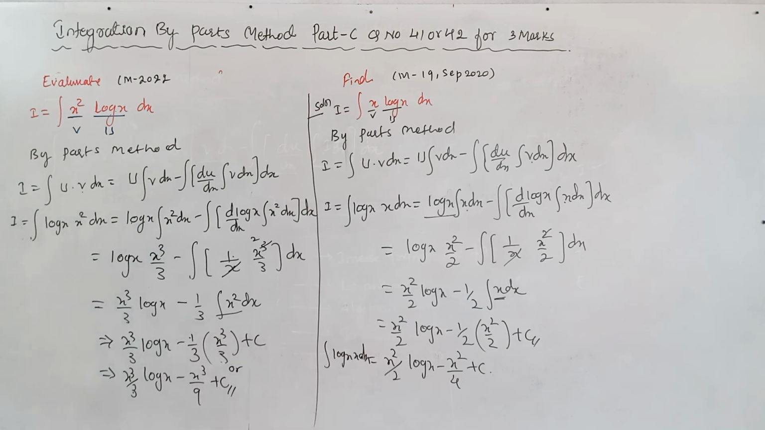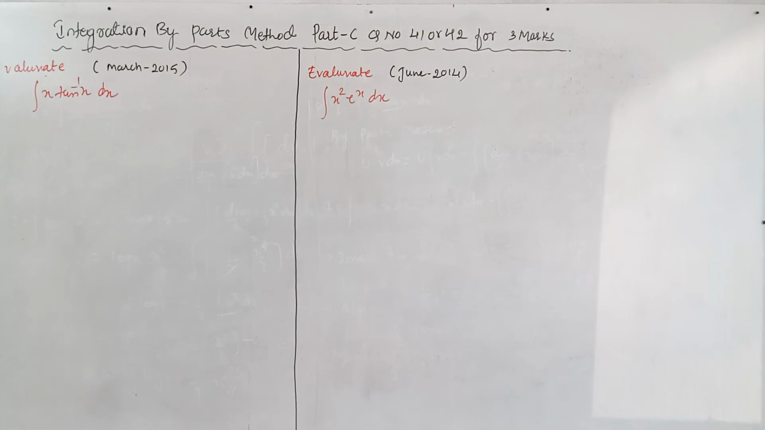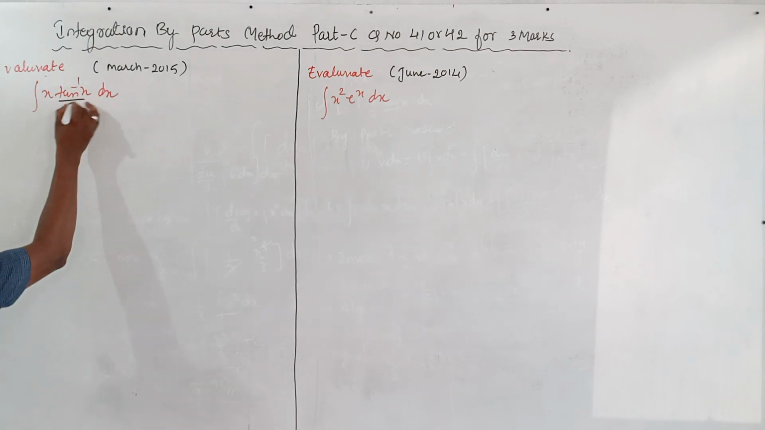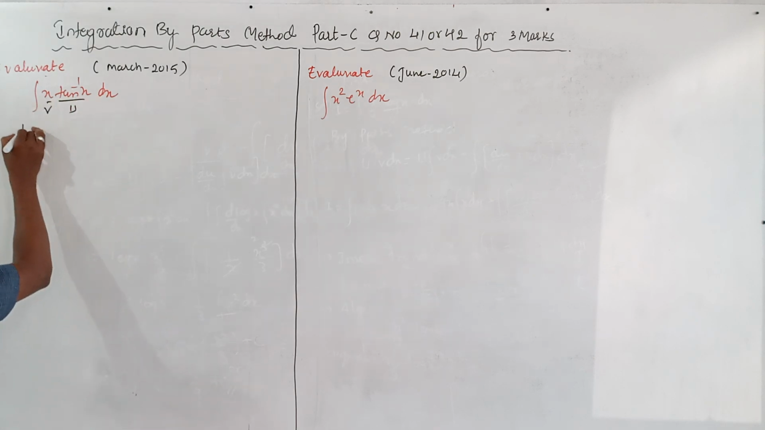Any doubts in this? So which function do we have to take as u here? This is u and this is v. By parts method.